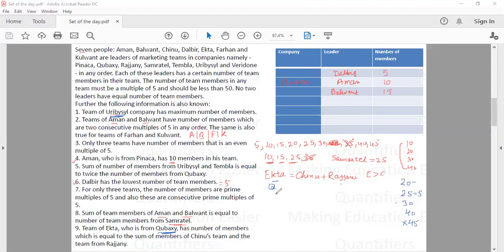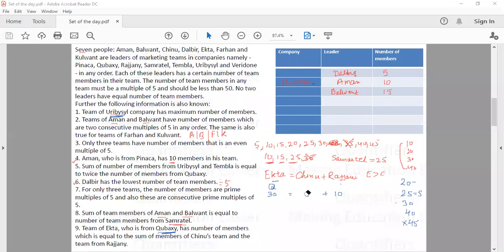Now let us say that Ekta has 30 members in her team. Then the possibilities for Chinu are: Chinu can have 20 members, and in that case Rajani will have 10 members. But it is not possible because 10 members are of Aman's team and Aman works for Pinaka, right? So this is not possible. Chinu's team cannot have 20 members in that case, and Rajani cannot have 10 members.